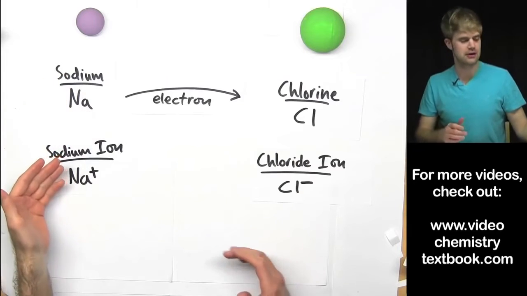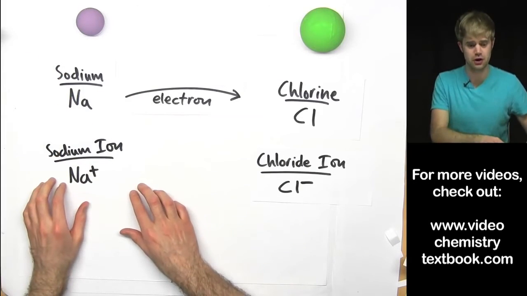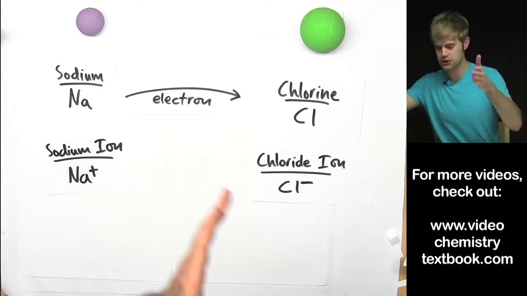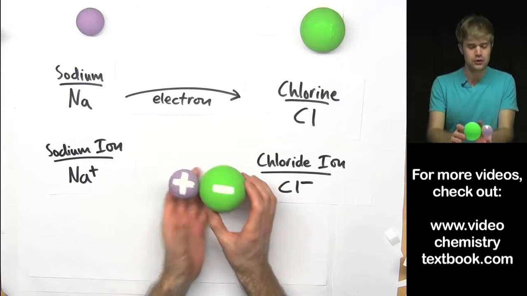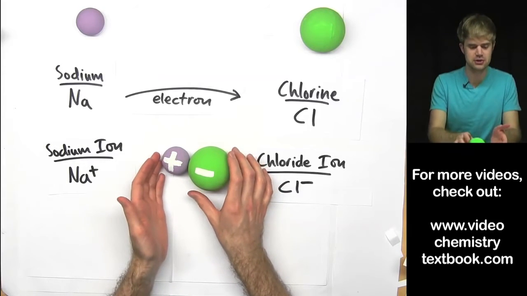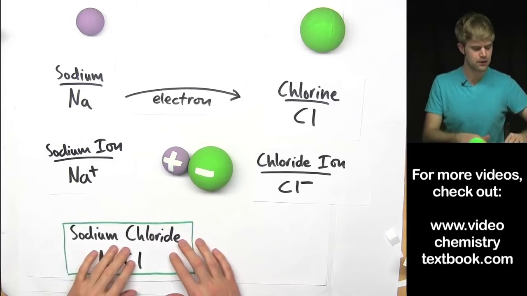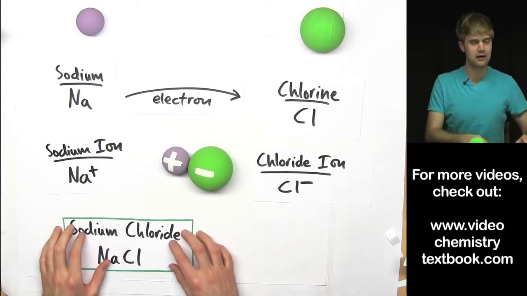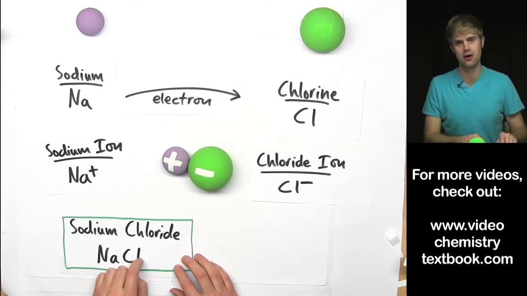Sodium, on the other hand, we call sodium whether it's neutral or whether it's positively charged. So we have a positively charged sodium, negatively charged chloride, and they stick together. Now they make a compound because these two things have connected. And the compound, we call that sodium chloride, and we write its chemical formula as NaCl.